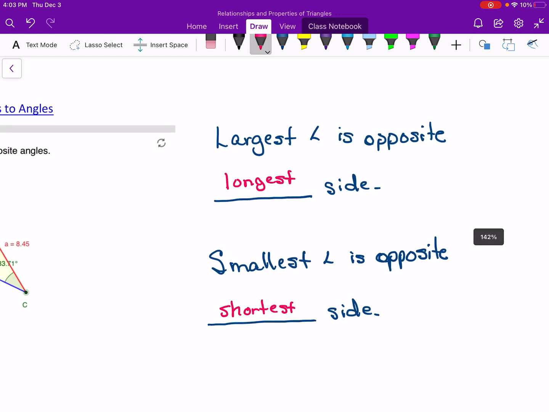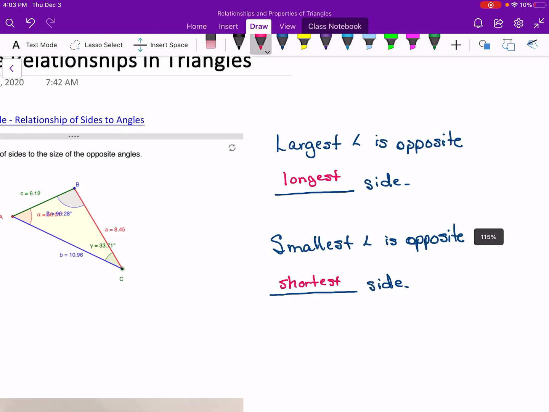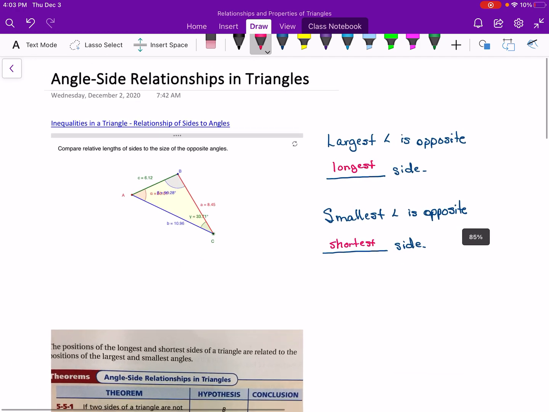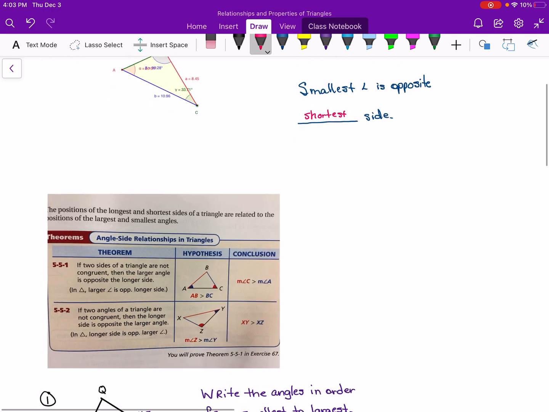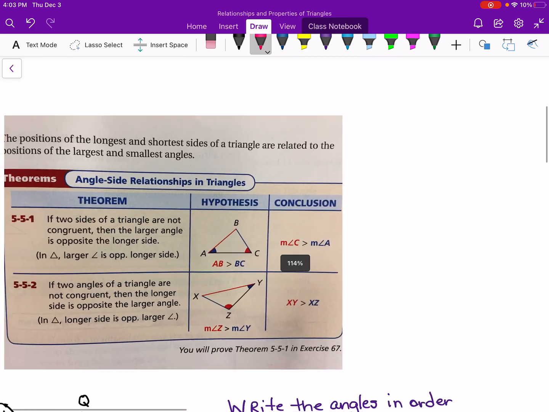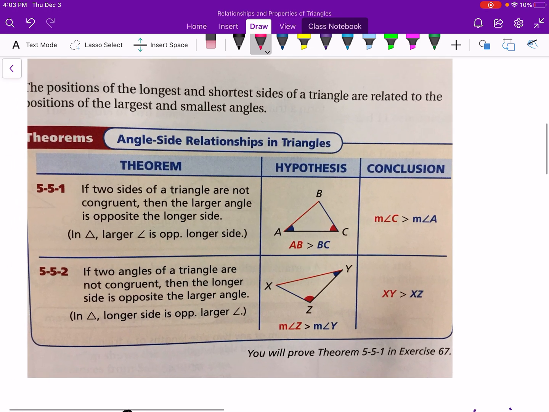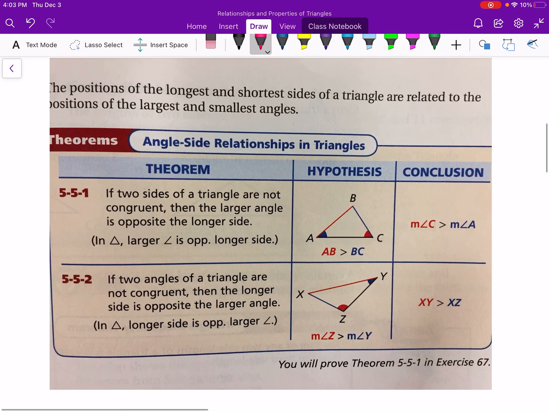What that gives us is the power that if we're given angle measurements, we can sort out the sides of the triangle from smallest to largest. And if we're given sides of a triangle, we can sort the angles from smallest to largest. So it gives us a little insight into the triangle itself.